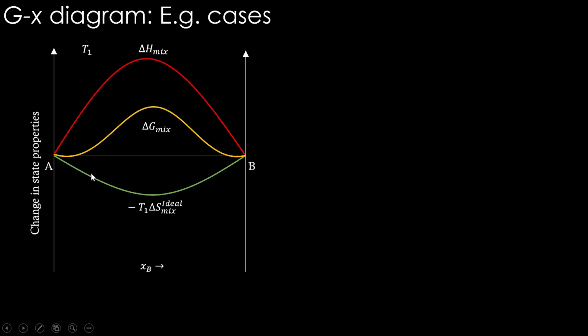So that is going to give us this curve, and when this curve, minus T delta S mix ideal, and delta H mix are added, we are going to get delta G mix, and it's going to look like this because of this competition between positive enthalpy of mixing, this is all positive here, and this negative value of ideal Gibbs energy of mixing.